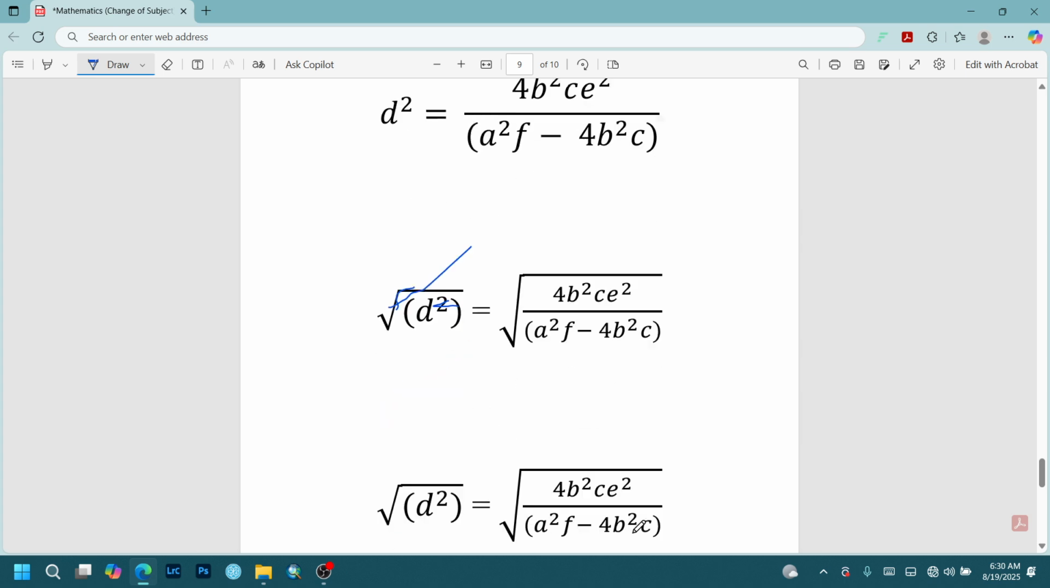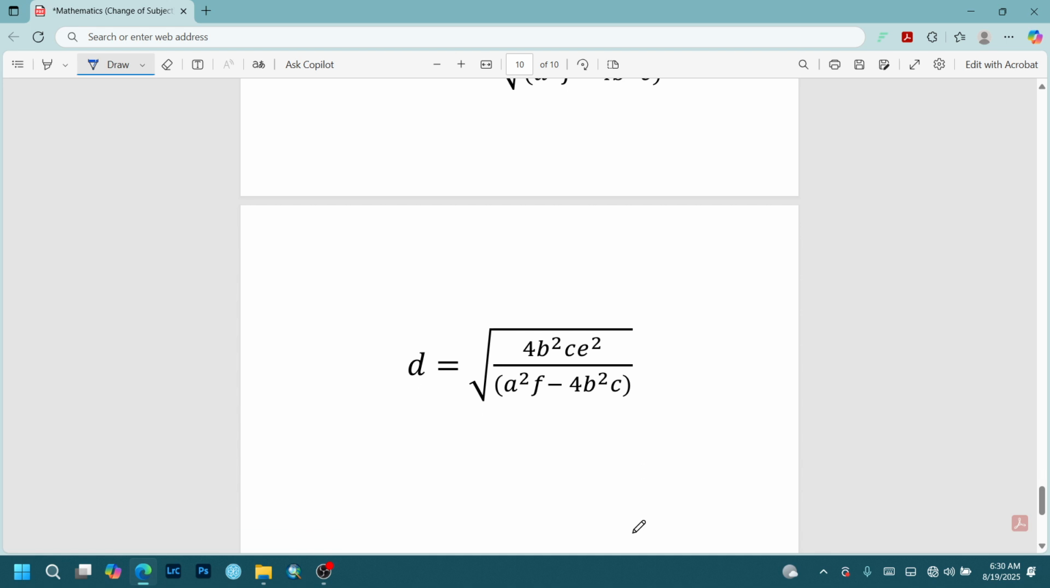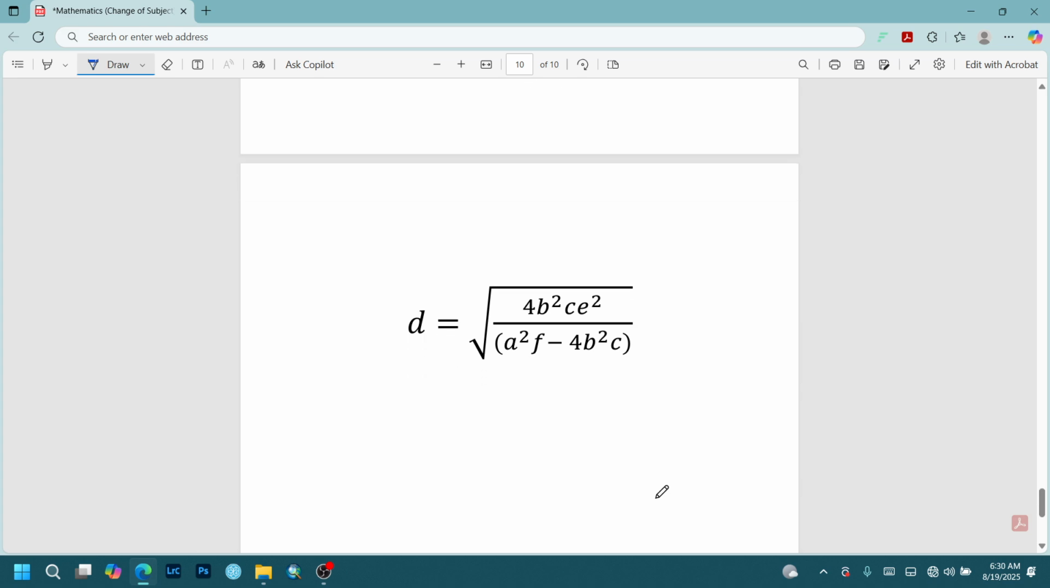So we will have our final answer to be d equals the square root of the fraction 4b squared ce squared over a squared f minus 4b squared c, right? So this is our final answer.